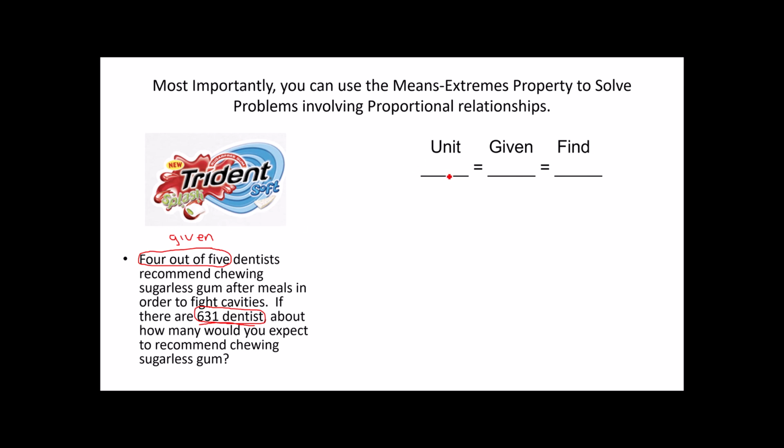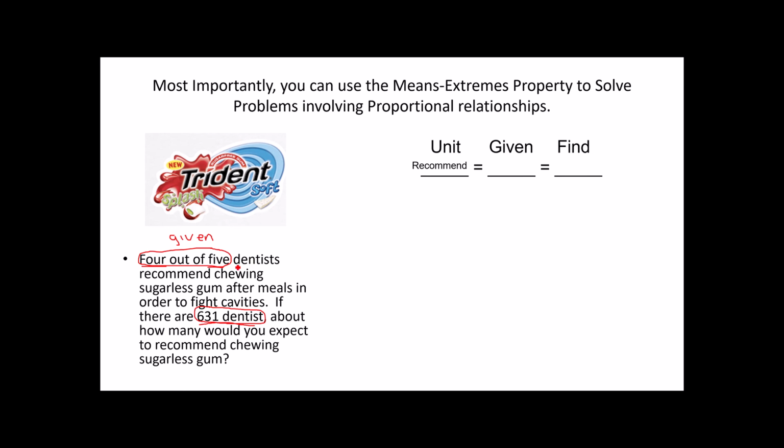Notice that I have my bars lined up for 3 ratios, one here, one here, and one here, and I've labeled what I expect to see in those 3 ratios. This first ratio is my unit ratio. That's where I'm going to decide what it is I'm talking about. In this case, the problem says 4 out of 5 dentists recommend chewing sugarless gum. So I know at least one of those things is who recommends chewing sugarless gum.